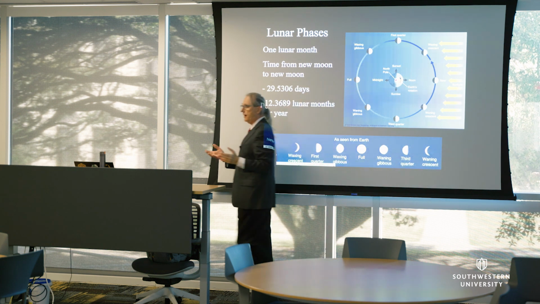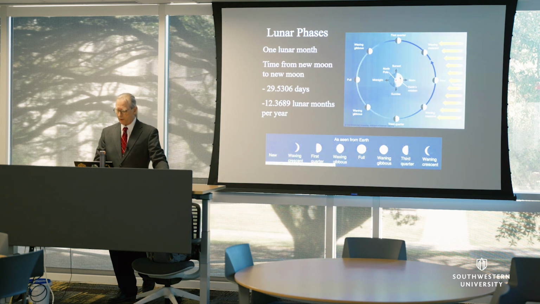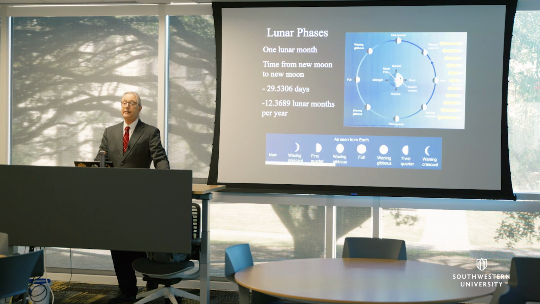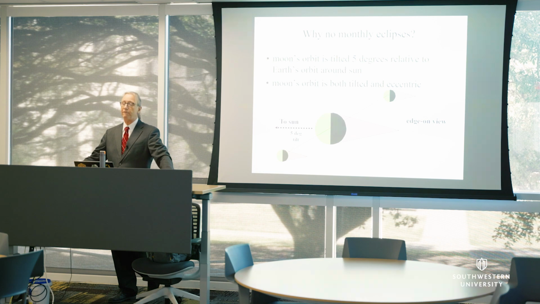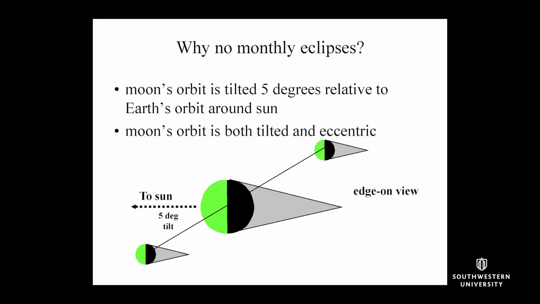And the reason for that is that the Moon's orbit around the Earth is tilted with respect to Earth's orbit around the Sun by about 5 degrees. So most of the time, the shadow of the Moon undershoots or overshoots the Earth, so we don't get a solar eclipse. And most of the time, Earth's shadow misses the Moon, and so we don't get a lunar eclipse.